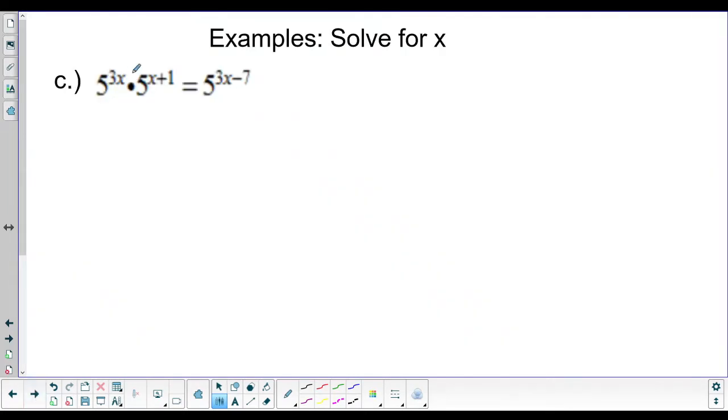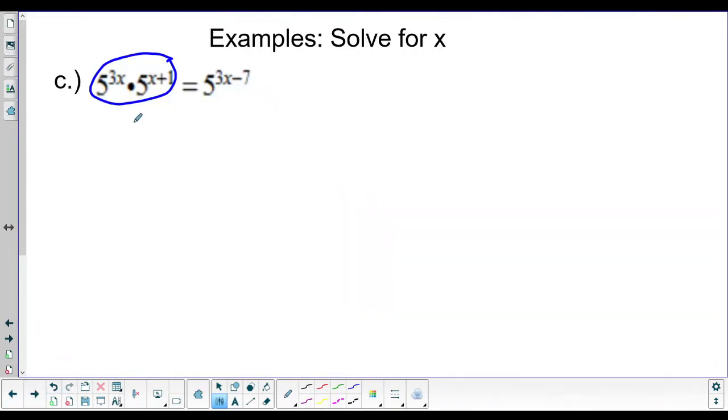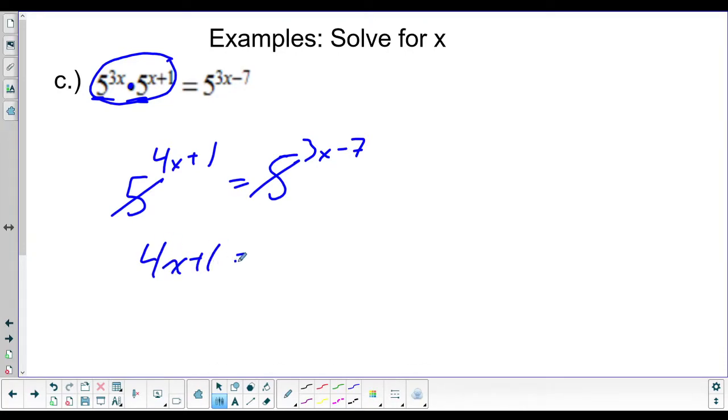So we need to make this one term by using our product property of exponents. Because these have the same base and they're being multiplied together, we add the exponents. So 3x plus x is going to be 4x. Bring down our plus 1. So this is 5 to the 4x plus 1 equals 5 to the 3x minus 7. Now that we have one term equals one term and the bases match, we get rid of the bases and we say that the exponents are equal to each other. And then this is an easy problem like the ones we've seen before.